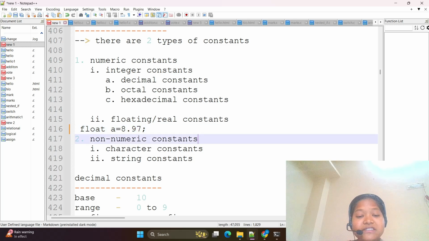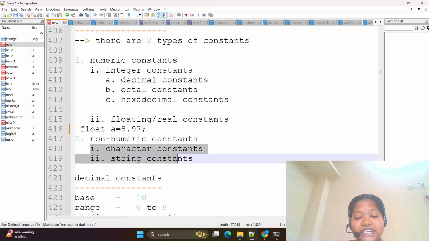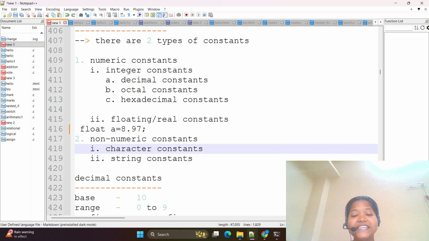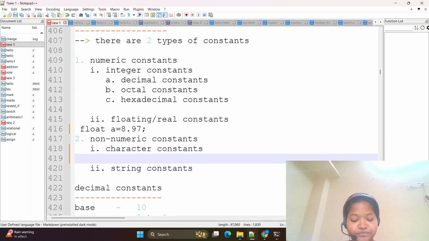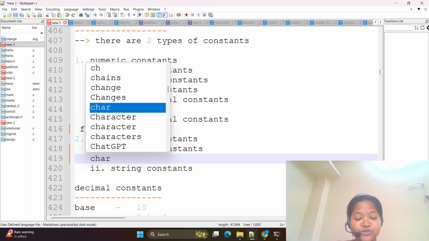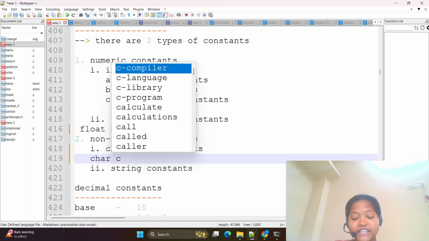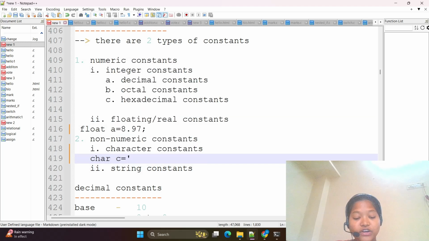Non-numeric constant is classified into two types, character constant and string constant. In character constant, we are storing a value like char c equal to, in single quotes, w. It's a single character, so it's called a character constant, a particular character we are storing.